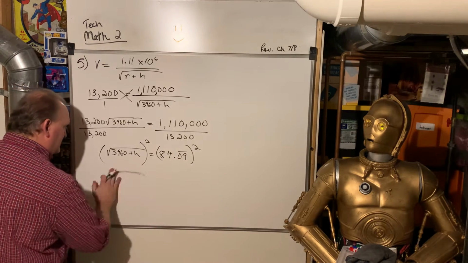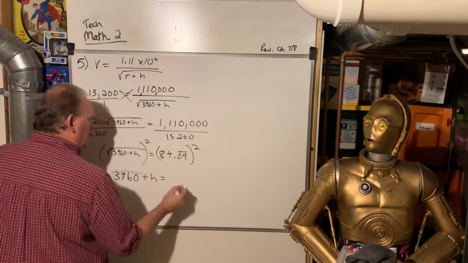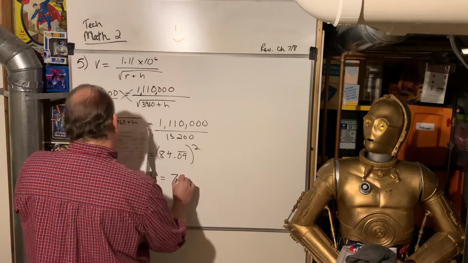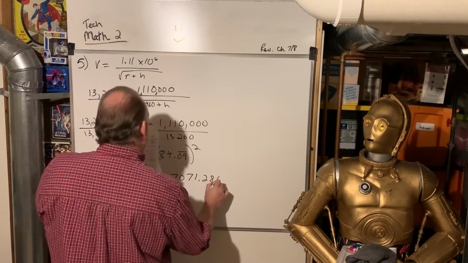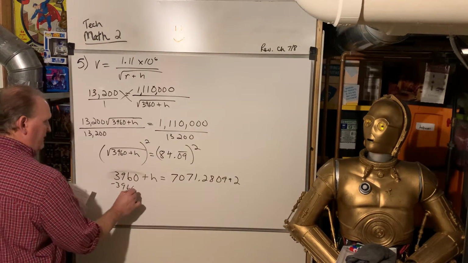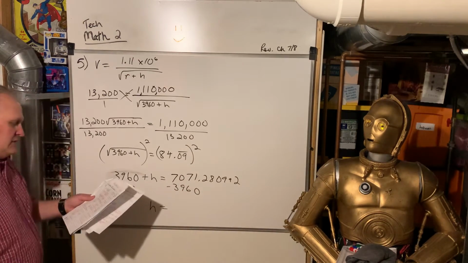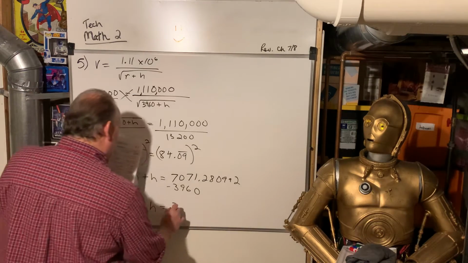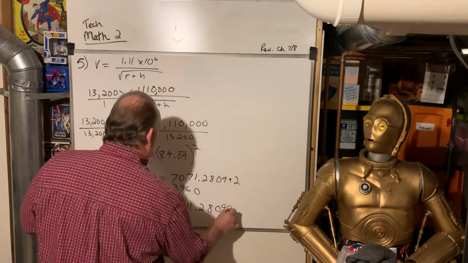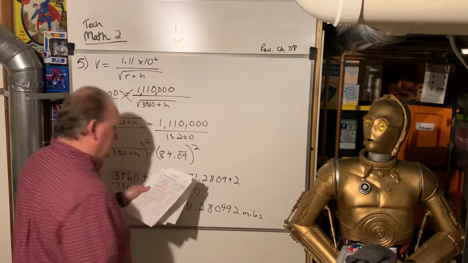That gets rid of the square root sign. So we got 3960 plus H is equal to 84.090909 forever squared, which is 7,071.280992. Then subtract the 3960 off. And H is equal to 3,111.280992 miles. But wait, you have to read carefully.